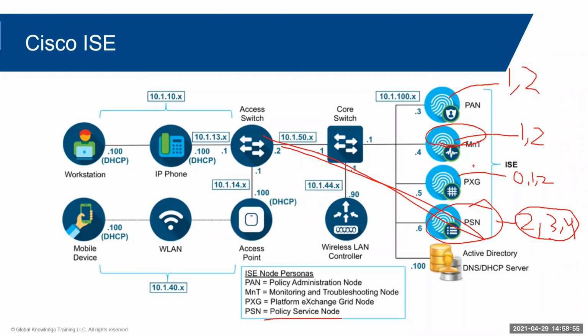ISE loves a lot of good RAM here for sure. So I would go with probably 4 PSNs, 2 monitoring nodes, the 2 policy administration nodes, and again, up to you if you want to integrate with third-party products there.